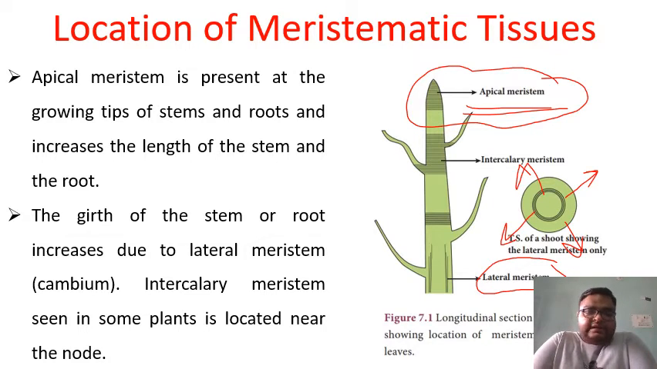Right. The next one is the intercalary meristem. The next one here is the intercalary meristem, right? You can see here, this is the node, right? This is the main stem, and from here you can see these secondary stems coming out, right? These branches are coming out, and these branches are where they are joined to the main stem or the root.